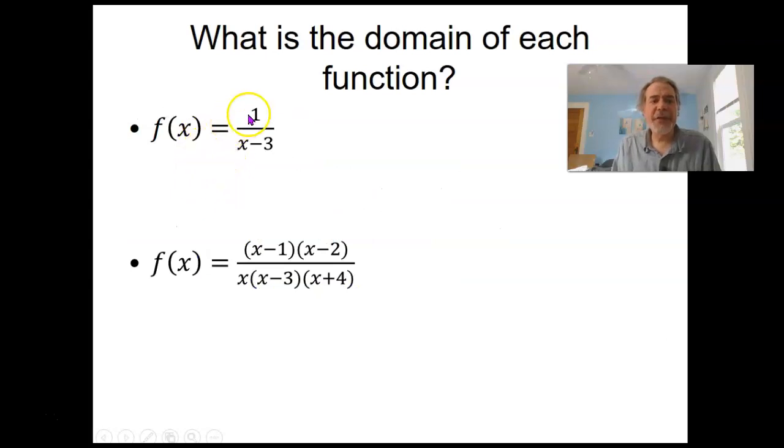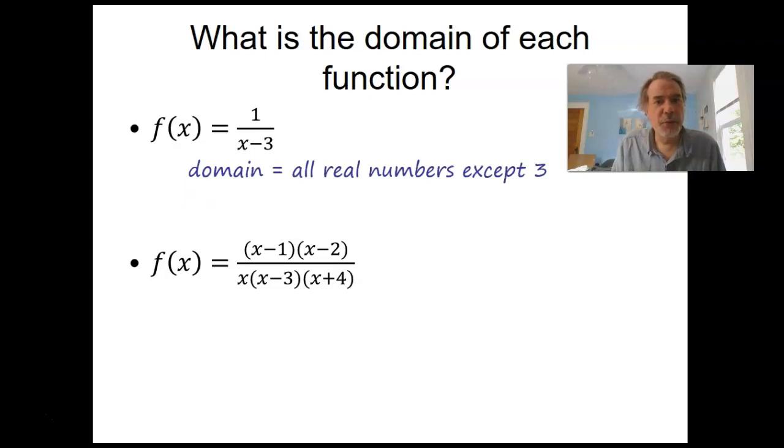Okay, what about this one? F of x equals 1 over x minus 3. Now this one does have a denominator. So we have to exclude any x's, any numbers that if we put them in for x, we would get a 0 in the denominator. And what number would that be? 3. So the domain is all real numbers except 3. We can't put in 3 because we get a division by 0 error, but we can put in anything else. So the domain for this function is all real numbers except 3.